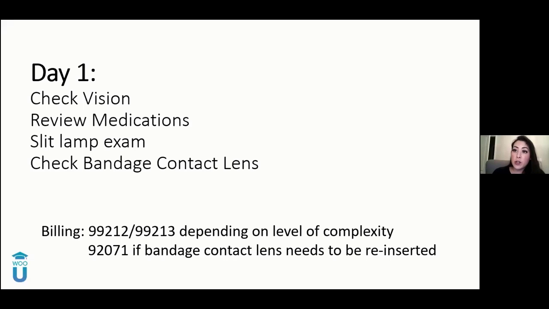You just check their vision, you review their medicines, make sure they're following the protocol, check them with the slit lamp, make sure there are no obvious defects that you need to be concerned about, and then check their bandage contact lens. If the bandage lens is all crumpled up and it's in their fornix, of course, you can remove that and then replace it. If everything's looking good, then you can just keep that on.